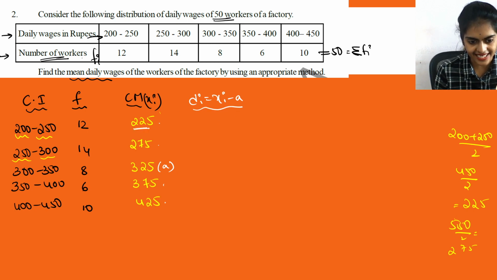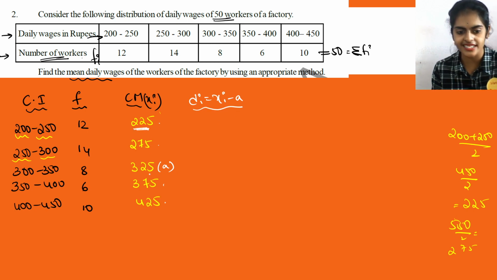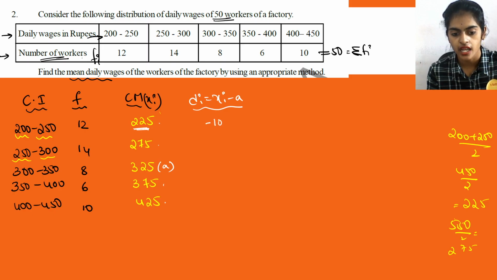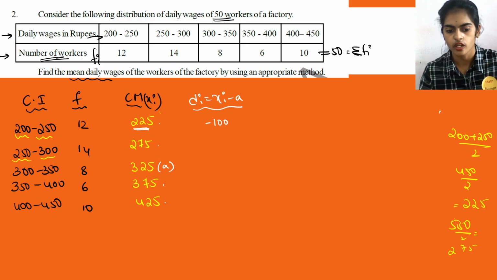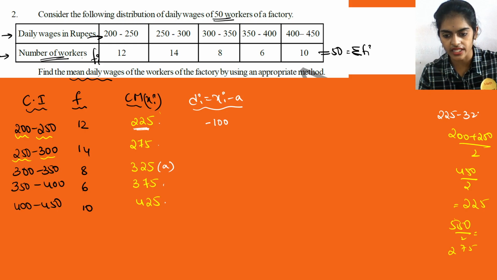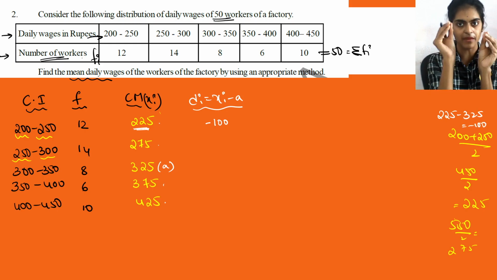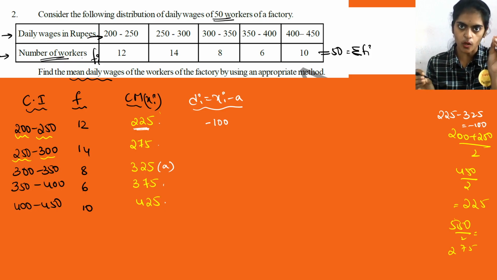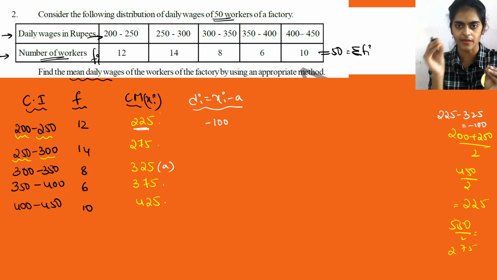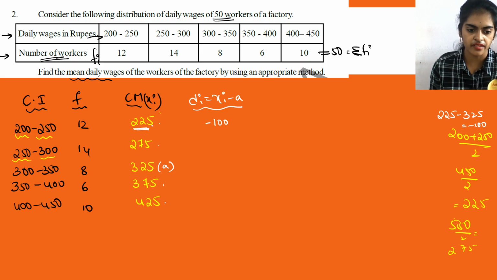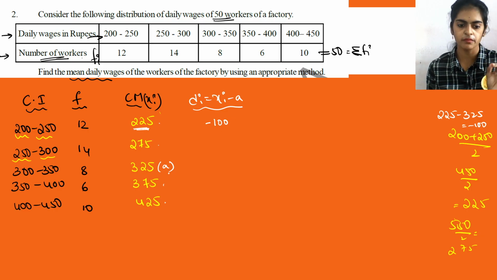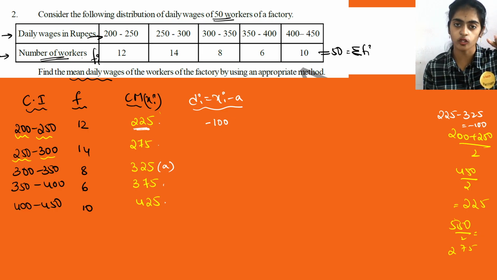In this case, xi is 225. So 225 minus 325, how much will you get? You will get minus 100. See here, 225 minus 325, you will get minus 100. So you have to always subtract xi minus A. Even if xi is small, you still have to subtract xi minus A. Don't do 325 minus 225 just because it's smaller. Assumed mean has to be subtracted from xi.